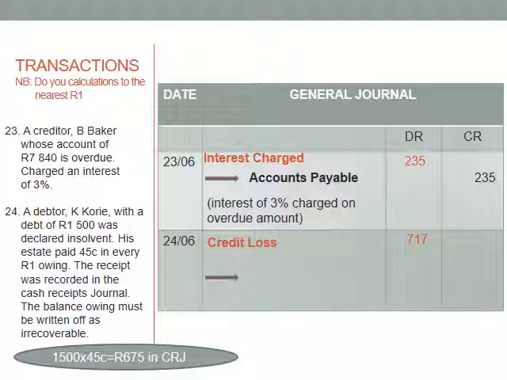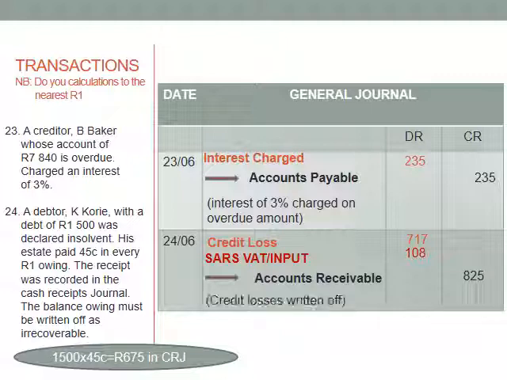We will therefore debit the credit loss with the amount excluding VAT, 717. Debit SARS with the VAT that is included in the losses, which is 108 rand. Credit the accounts receivable with the full amount of 825. Show the narration as credit losses written off.